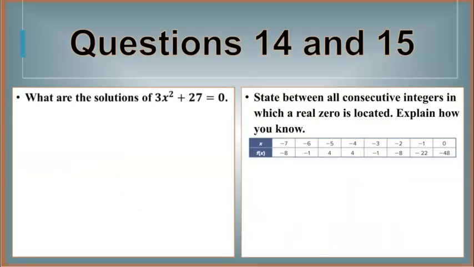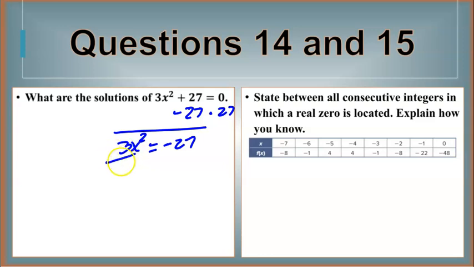Question 14, what are the solutions of 3x squared plus 27 equals 0? So the solutions means the roots or the x-intercepts. So I'm going to subtract 27 on both sides, and we're left with 3x squared equals a negative 27. To get x by itself, I'm going to divide by 3. And I'm left with x squared equals a negative 9.